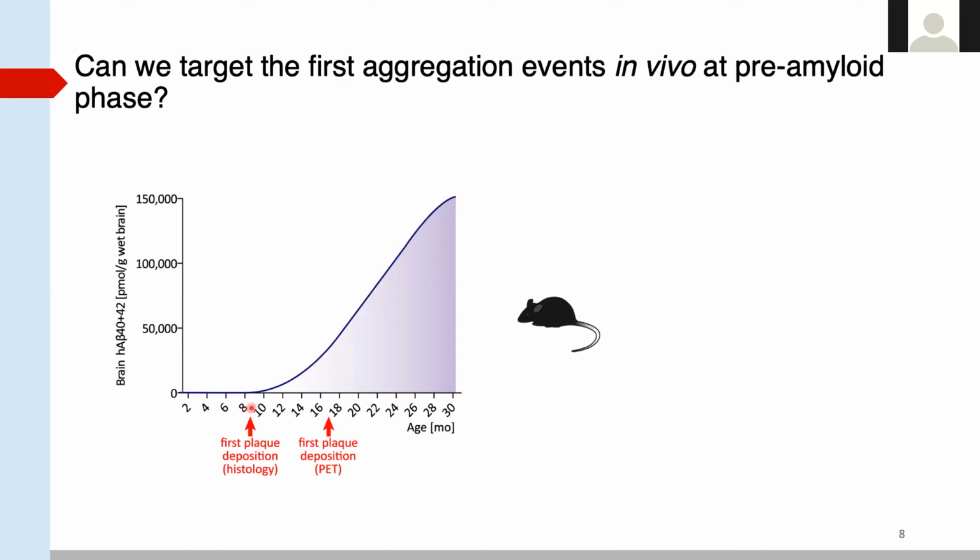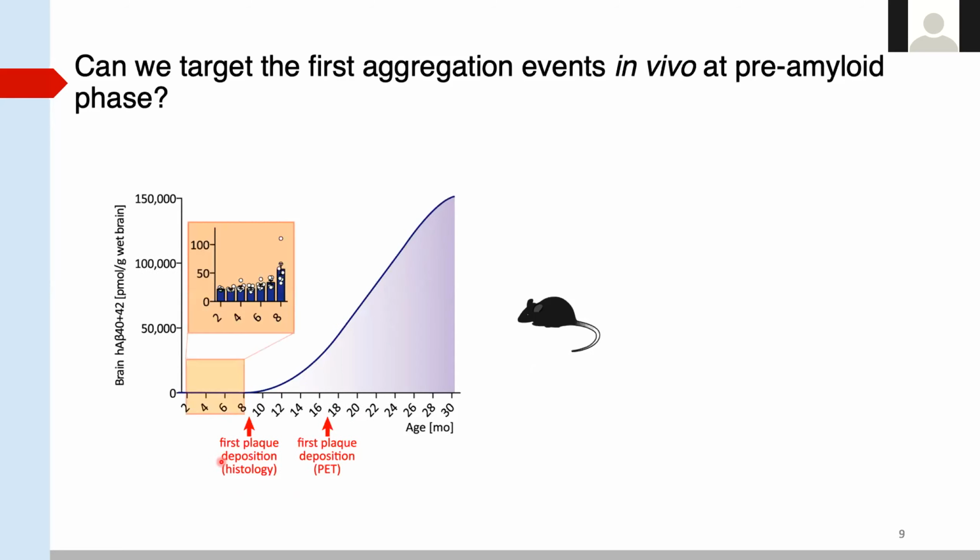We also measured brain A-beta levels earlier than the plaque deposition, and this is shown in this small box. Here you can see that from 2 to 6 months, there is basically no change, and then between 6 and 8 months, we have a slight increase. So we decided to start treatment initiation at 6 months of age, before any detectable changes biochemically or histologically occur in A-beta. So we set up the time point.